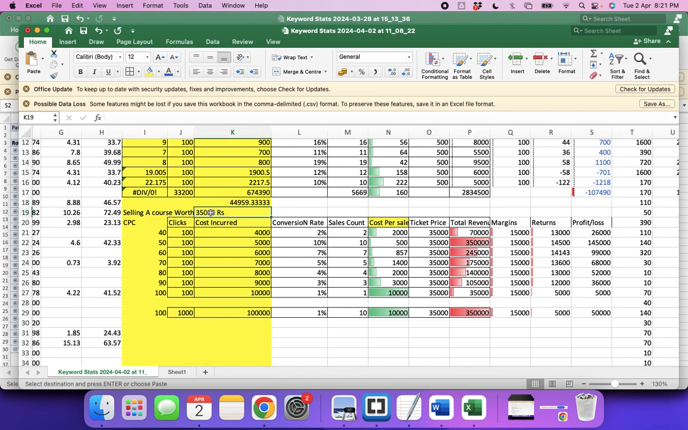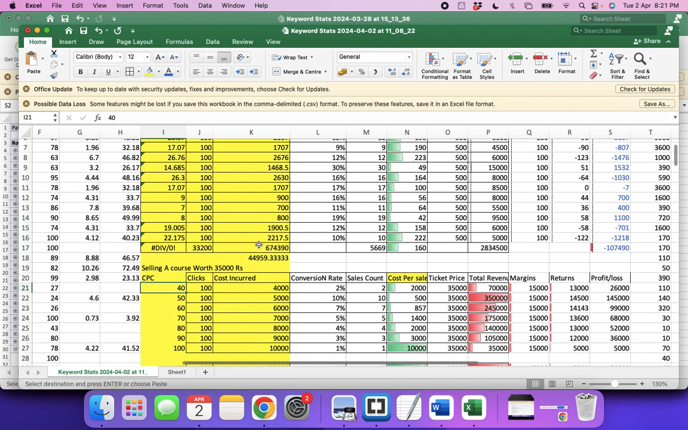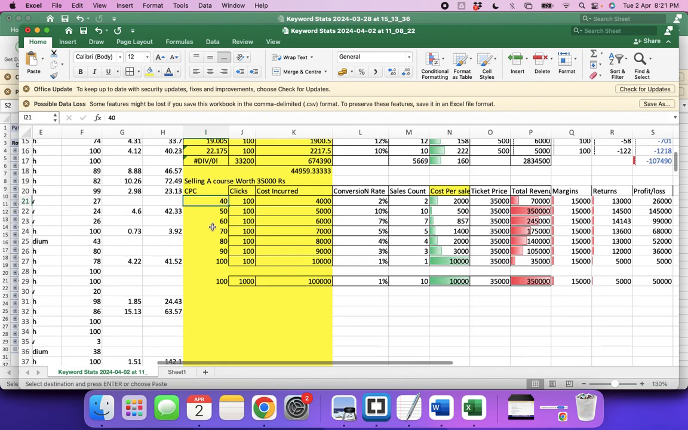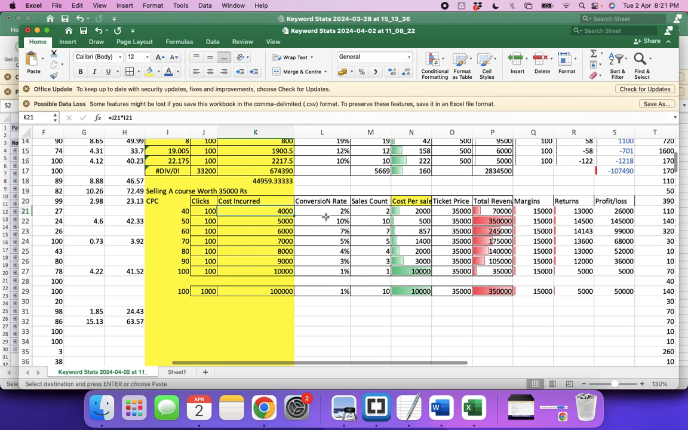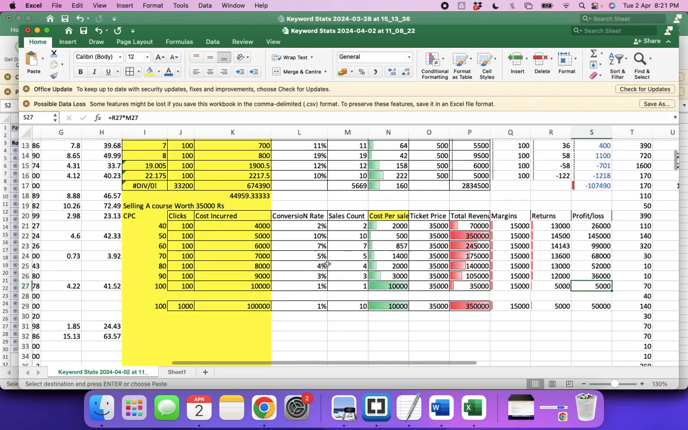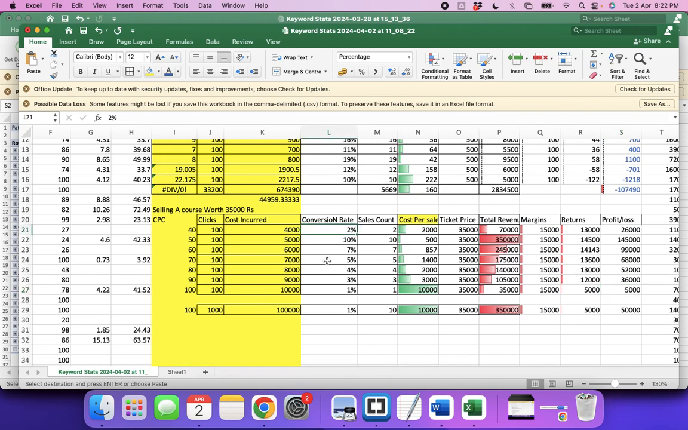Now let's take an example of you selling a Java course, which you are selling at 35,000 rupees. To get the same 100 clicks at a 40 rupees CPC, which is much higher than the CPC that we have taken anywhere here, correct? Even at 40 rupees or even at 100 rupees CPC, the cost incurred in getting 100 clicks at 40 rupees CPC is 4,000 rupees, correct? And now look at the conversion rates. Even at 1%, there is a profit of 5,000 rupees.